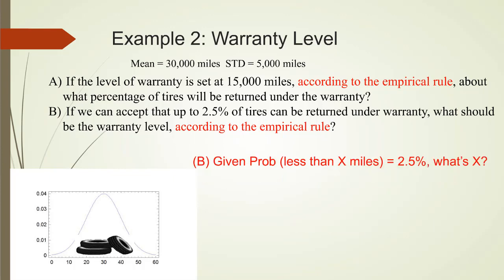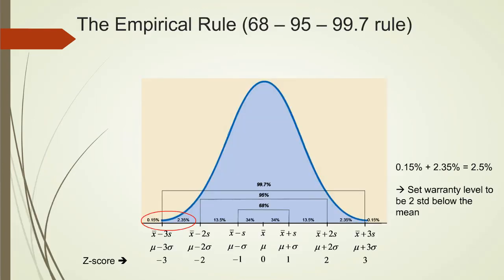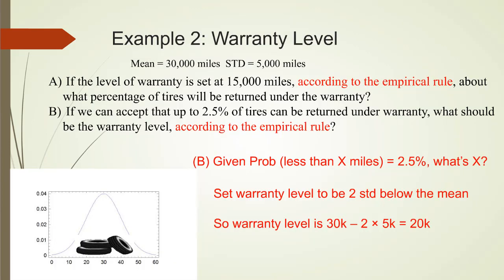Part B asks that we can accept up to 2.5% of the tires for return. What is the warranty level? We go back to the diagram for this empirical rule. If we add up the two probabilities on the very left, that is 0.15% and 2.35%, their sum is just 2.5%. We should set the warranty level to be 2 standard deviations below the mean. The new warranty level should be 30,000 miles minus 2 times 5,000, that is 20,000 miles. Again, this problem should not be solved using the z-table.